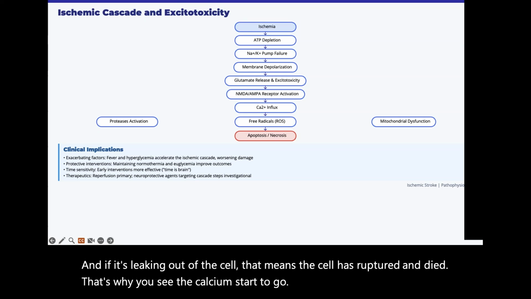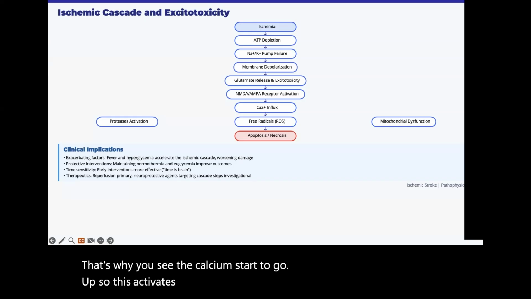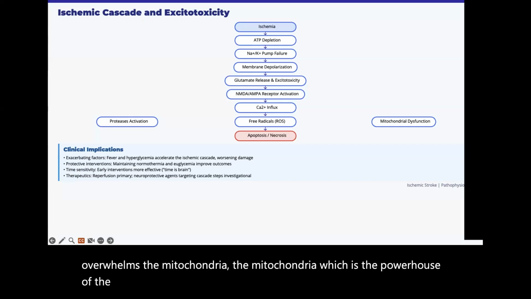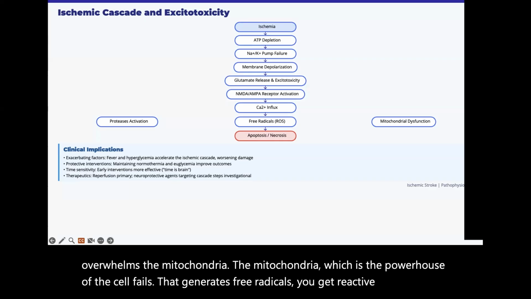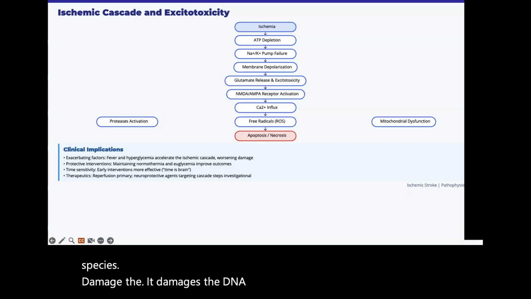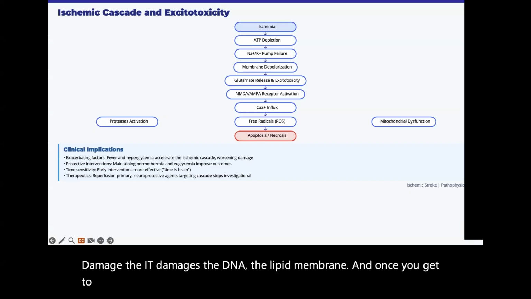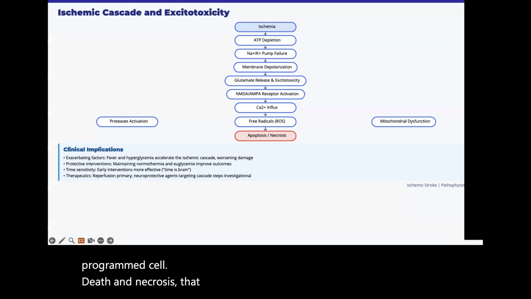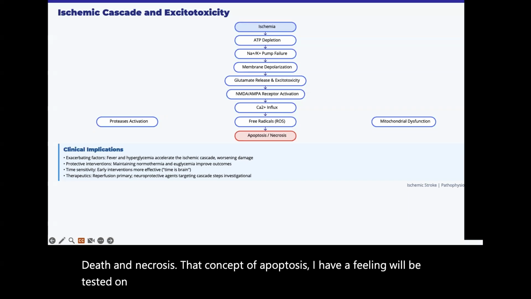So this activates proteases, which destroy structural protein and overwhelm the mitochondria. The mitochondria, which is the powerhouse of the cell, fails. That generates free radicals. You get reactive oxygen species damage. It damages the DNA and the lipid membrane, and once you get to that point, the neuron is marching toward apoptosis. Apoptosis is programmed cell death, and necrosis. That concept of apoptosis, I have a feeling, will be tested on the HESI, so pay close attention to that.